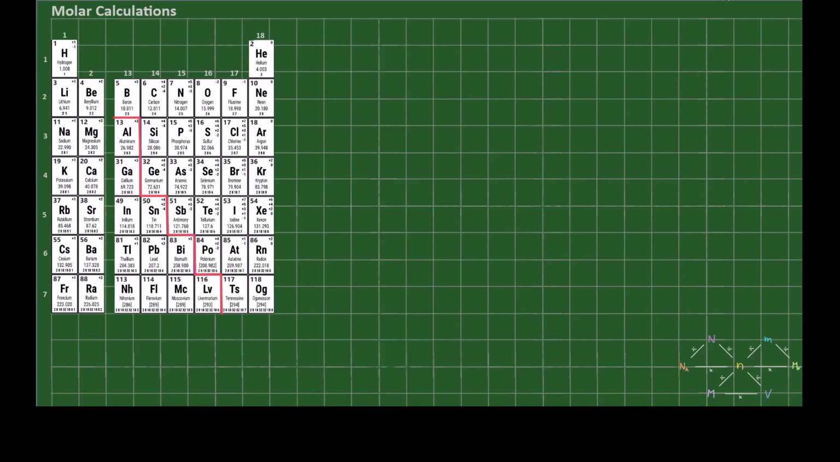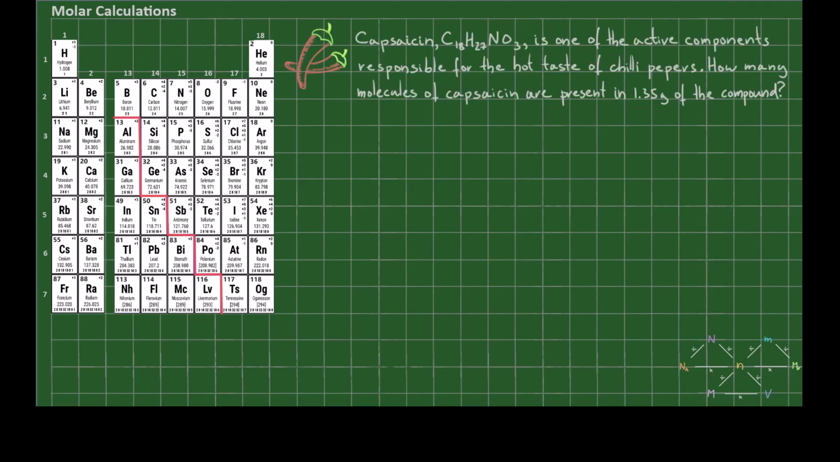So, good people, I'm going to demonstrate how to deal with a two-step problem that involves molar calculations. Capsaicin is one of the active components responsible for the hot taste of chili peppers. How many molecules of capsaicin are present in 1.35 grams of the compound? Note that the question is asking for number of molecules, not number of moles. And so, capital N is the unknown.